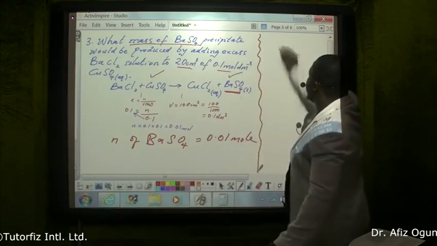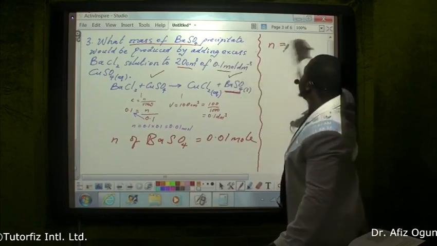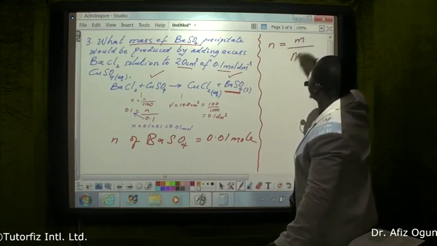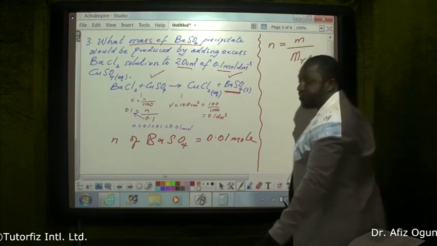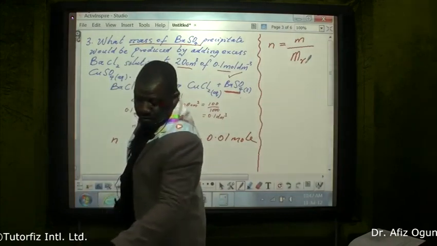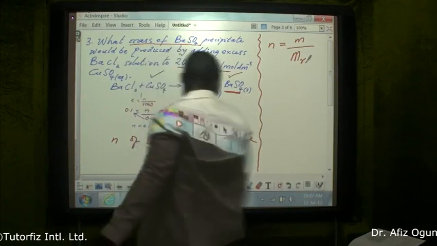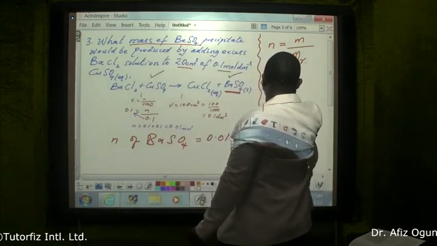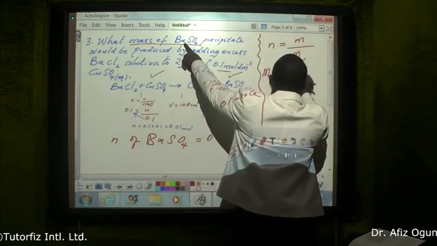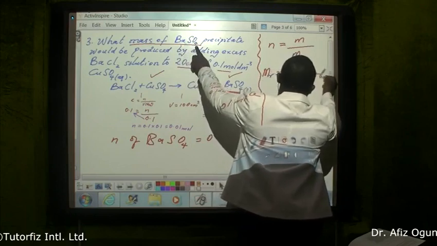Now I know the number of mole. If I know the number of mole, what am I looking for? Mass of barium sulfate, don't forget, equals mass, which I don't know, divided by molar mass, which I can easily get from my periodic table. I have one before me here. In my periodic table, barium is 137. So barium sulfate, Mr, equals barium 137 plus sulfur 32 plus oxygen 16 times 4, 64.